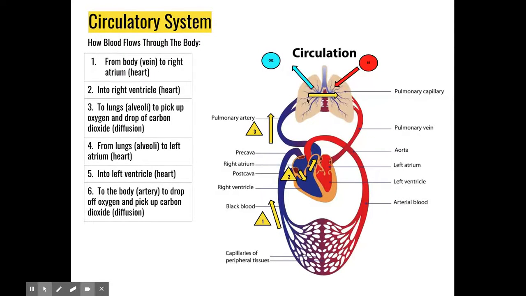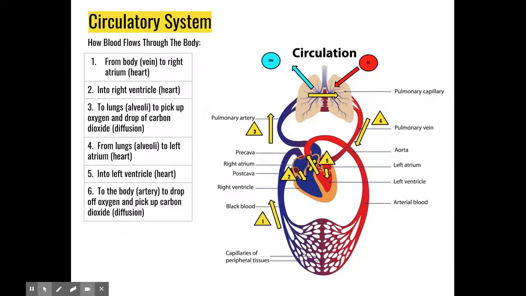So we're moving in the lungs right here. We are dropping off our carbon dioxide. We are picking up our oxygen. So that for step 4, we're moving from the lungs. So now we are in oxygen-rich blood. So now we're moving from the lungs back towards the heart, specifically the left atrium of the heart.